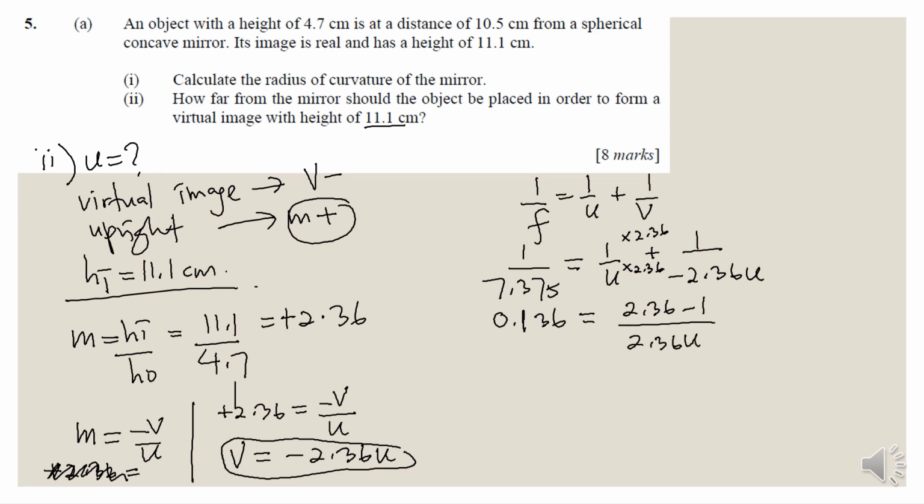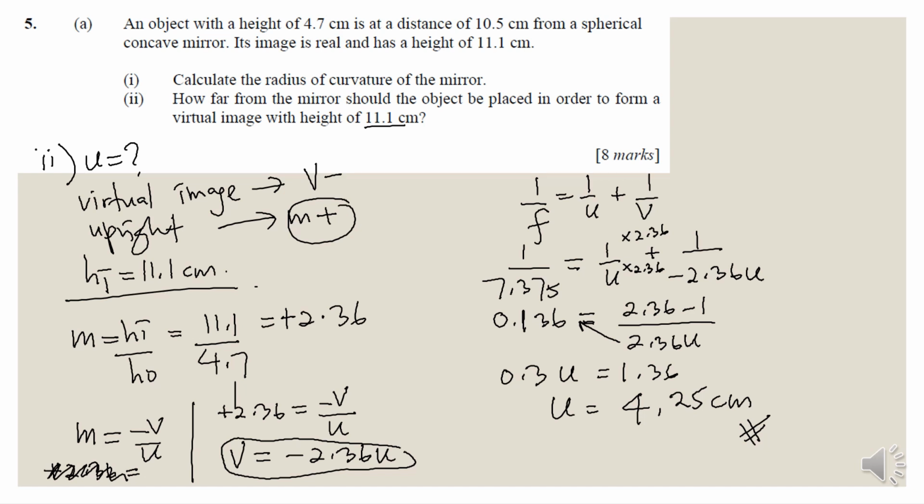2.36 U. Okay, so darab silang pula. Darab sana bawa ke sana. Awak akan dapat 0.3 U equal to 2.36 minus 1. Awak akan dapat 1.36. So U is equal to 4.25 cm. Okay, so ini adalah U kita, U untuk mendapatkan image yang virtual.